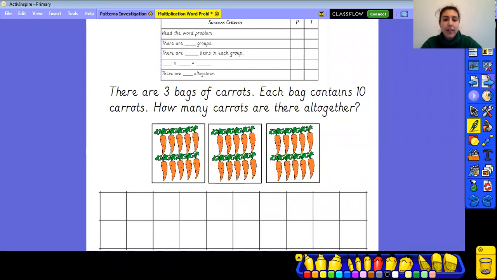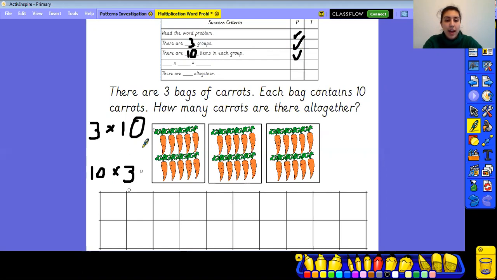Let's have a look here then. I've got 3 bags of carrots. Each bag contains 10 carrots. How many carrots are there all together? So I read my word problem. There are how many groups? There are 3 groups. So I've got 3 groups of, how many are in each group? 10. I've got 3 groups of 10. Or I could say that I've got 10 3 times, if that's what is better for you to write.